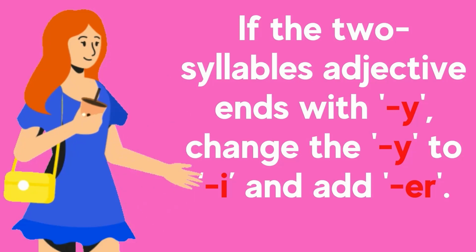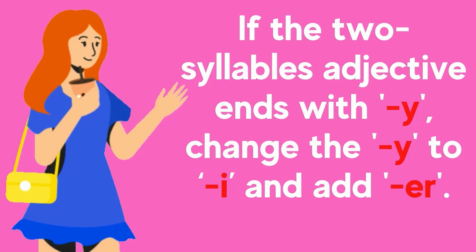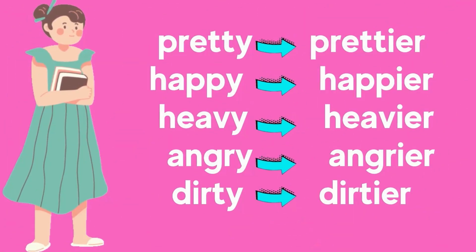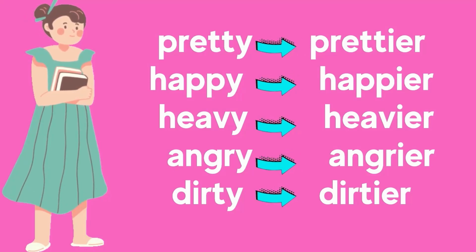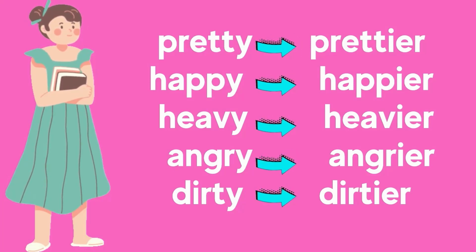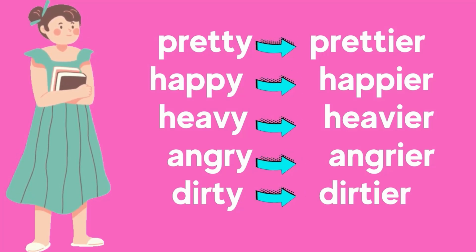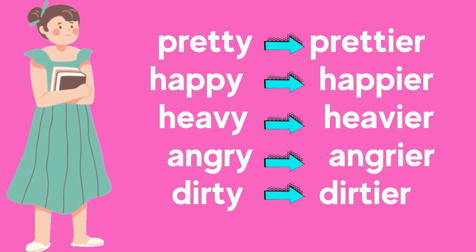If the two syllables adjective ends with y, we just change the y to i and add er. Let us look at a few examples. Pretty, prettier, happy, happier, heavy, heavier, angry, angrier, dirty, dirtier. So we just change the y at the end of this adjective to i and add er.